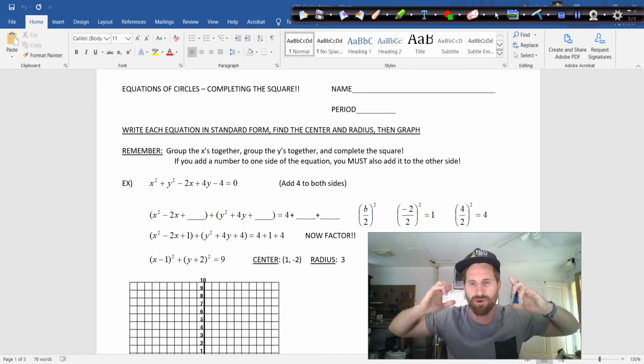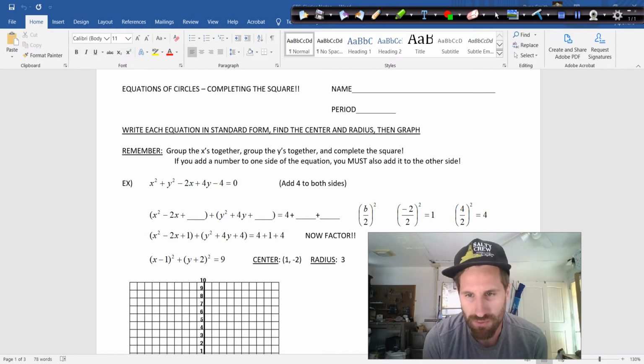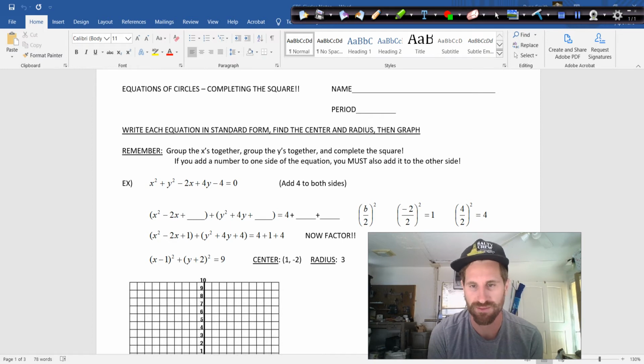This is our completing the square equation of circles. So let's get started. I'm going to walk us through this one, and then I'm going to walk us through an example of one. It says, write each equation in standard form, find the center and the radius.